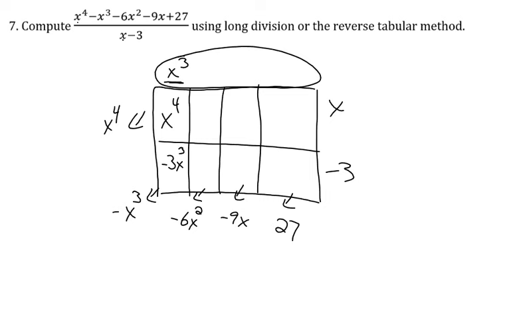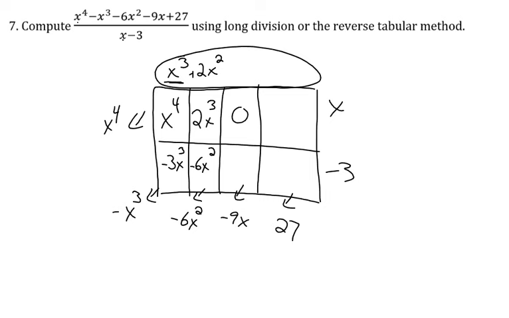I want negative x cubed, and I have minus 3x cubed. So I'm going to need to add 2x cubed to that. 2x cubed plus negative 3x cubed gives me negative 1x cubed. 2x squared times x gives me 2x cubed. So now I can fill in this bottom box and get negative 6x squared. I want negative 6x squared, and I have it, so I'm going to put a 0 there.